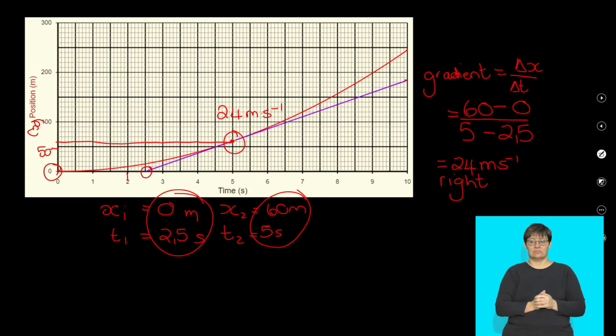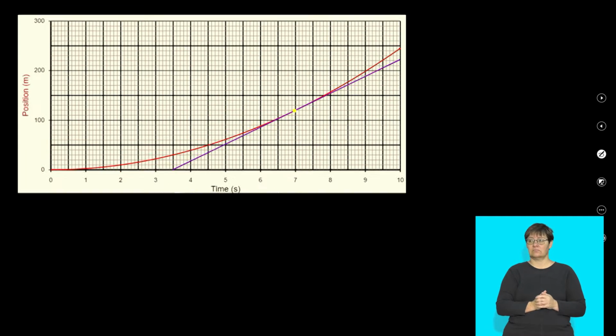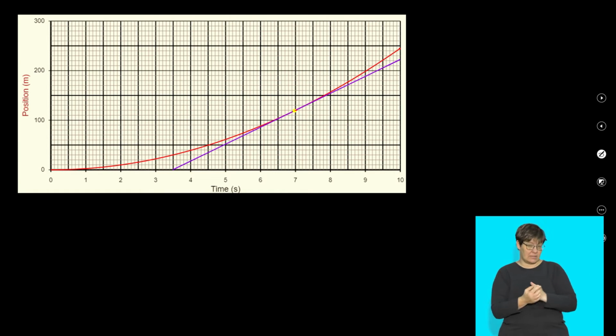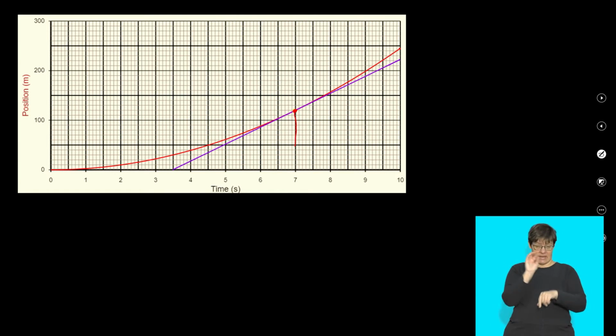Come here. Okay, it doesn't want to. Let's go there then. Let's see what happens when we get to 7 seconds, okay? So here's my 7-second one. 7 seconds, and the distance is over here. So if I look at that, that's 120. And we need to find another point that will work.